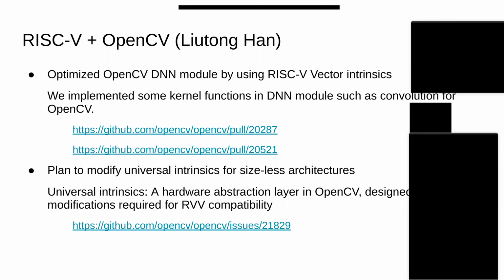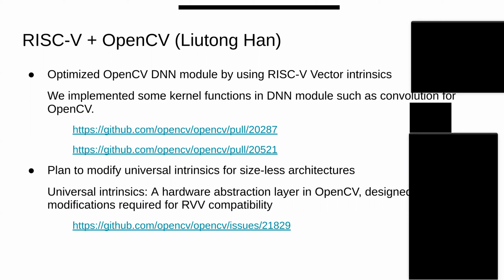This year, we are going to modify the universal intrinsics for RISC-V vector. The universal intrinsic is a hardware abstraction layer in OpenCV, and we can write unified vector code by using the Universal Intrinsics API. The code can be compiled and run on different SIMD platforms. Currently, OpenCV Universal Intrinsics covers different SIMD extensions, such as AVX on Intel and NEON on ARM.